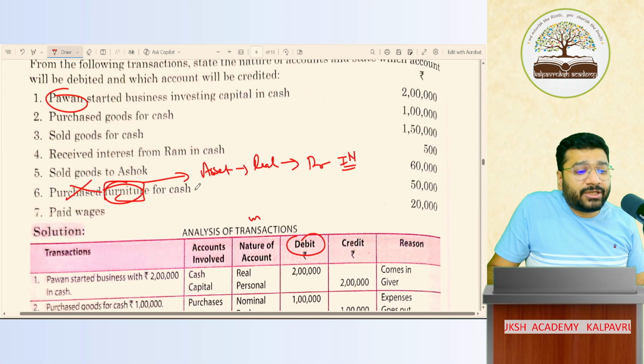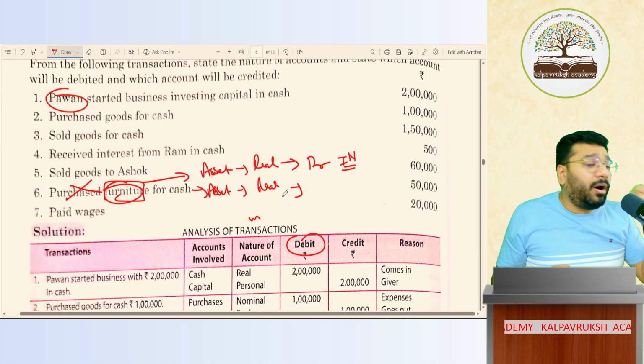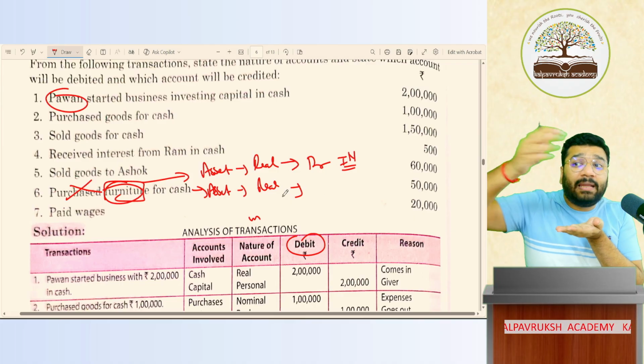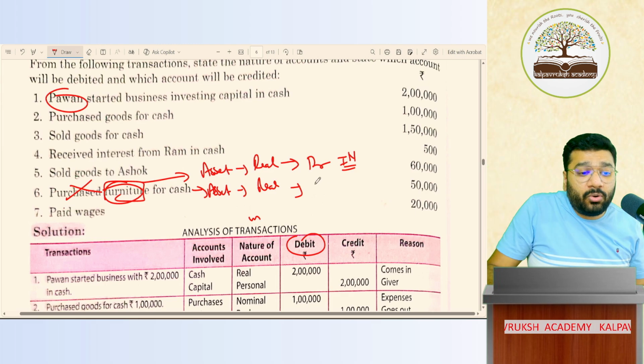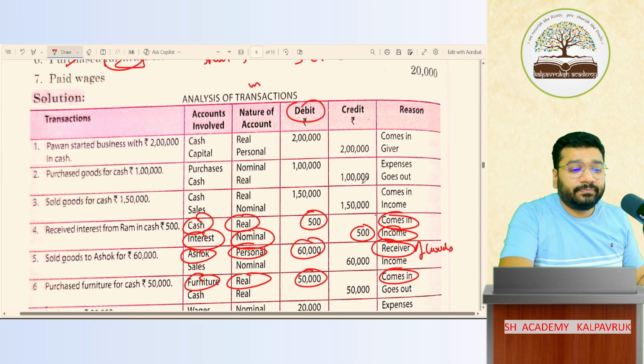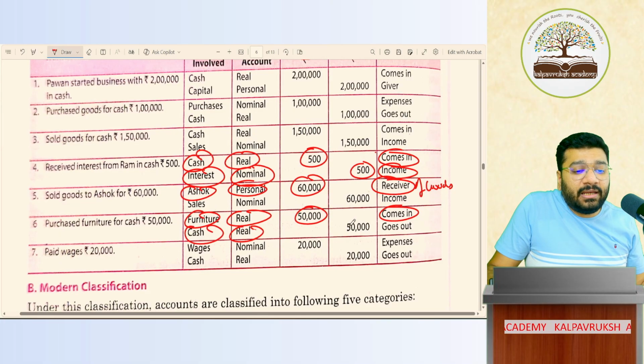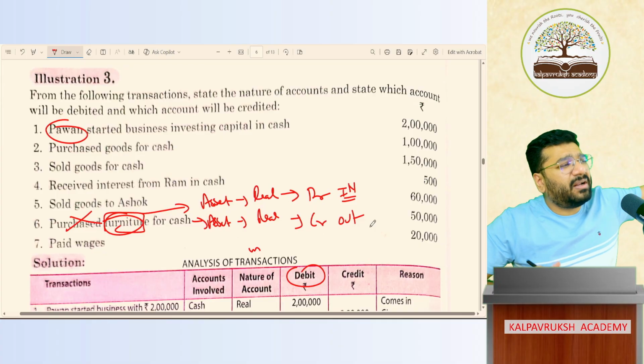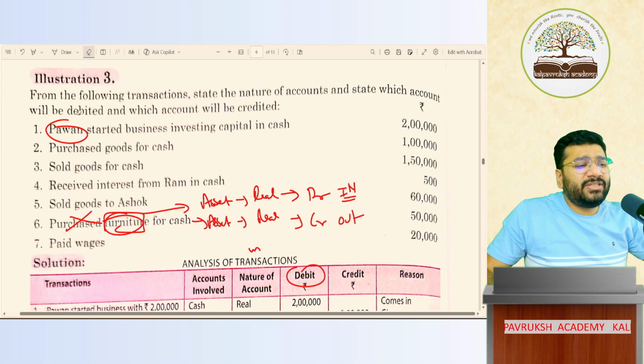Next is cash. What is cash? Asset, real. If I keep on buying furniture, I have to keep on paying cash. If I pay cash, cash will go out. Debit what comes in, credit what goes out. So cash, real, 50,000 in credit, goes out. Tell me, is this very difficult? Easy or difficult?